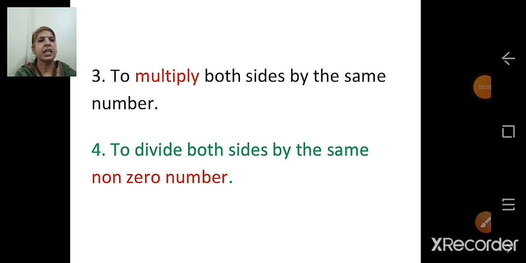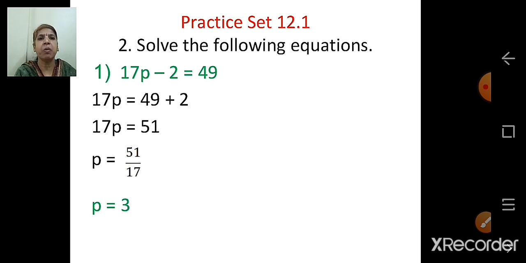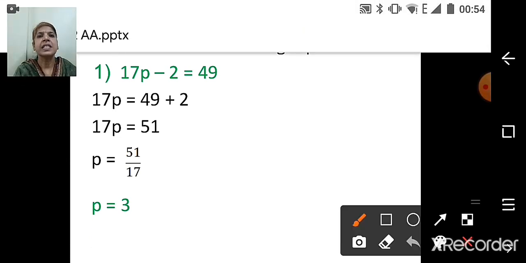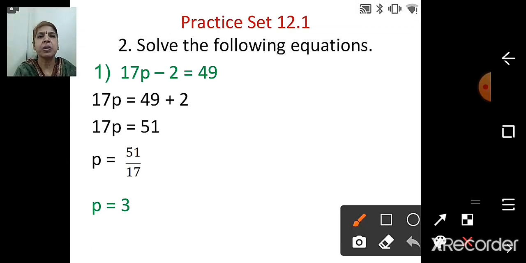And let's continue with practice set 12.1. The first Roman we have done, in which values of the variables were given and we have to decide whether these values were the solutions. And we have done that part, that is by substituting the values. Now second part, that is solve the following equations. So here we will be solving the equations. First question is 17p minus 2 is equal to 49. So this is the question given. 17p minus 2 is equal to 49.